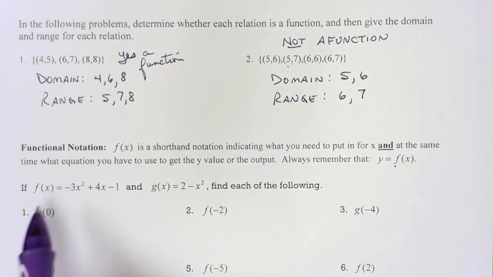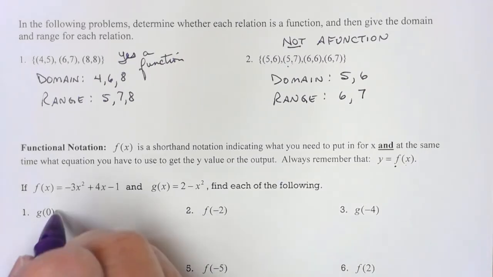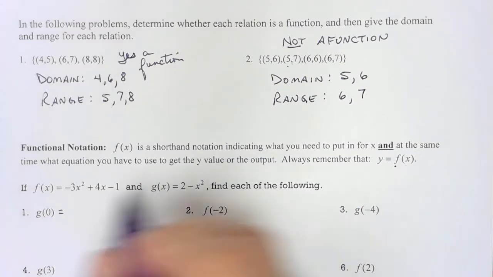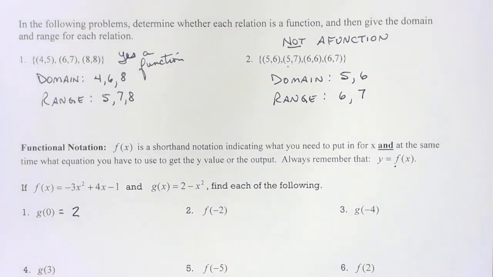So I have got two different functions. I've got f of x equals negative 3x squared plus 4x minus 1, and I've got g of x is equal to 2 minus x squared. So find each of the following. This tells me go to the g function, and when I get there, substitute in 0. So if I do that, substitute in 0, my answer is 2. So I know that my coordinate point that goes with this is 0, 2. You don't have to write this down unless they ask you.